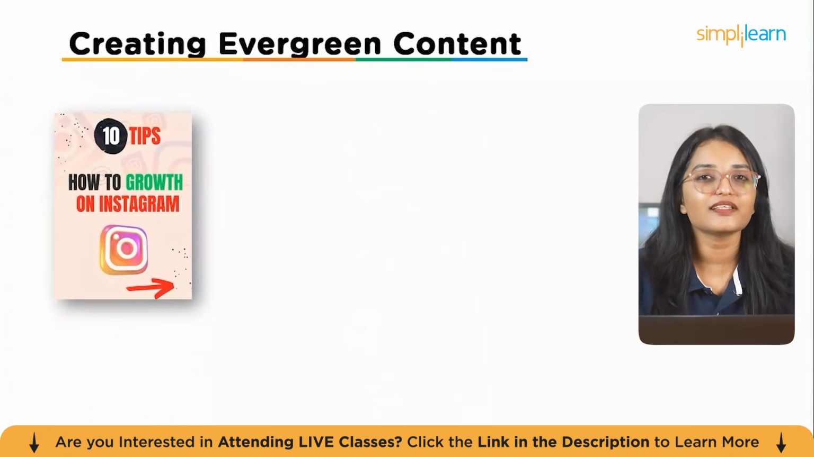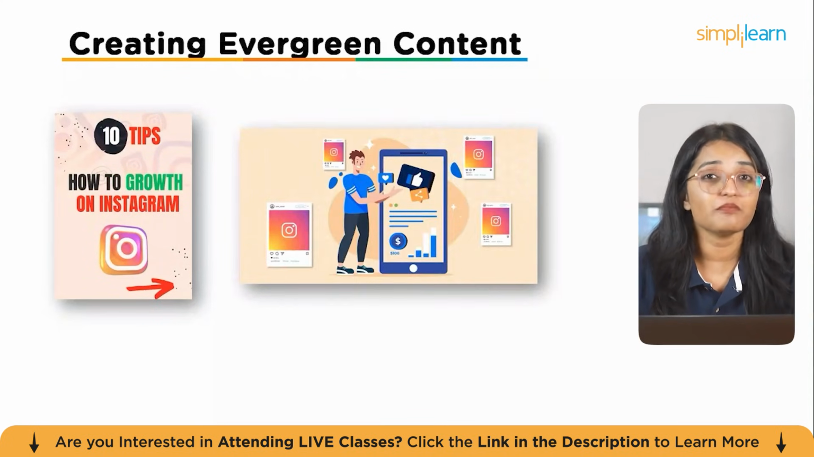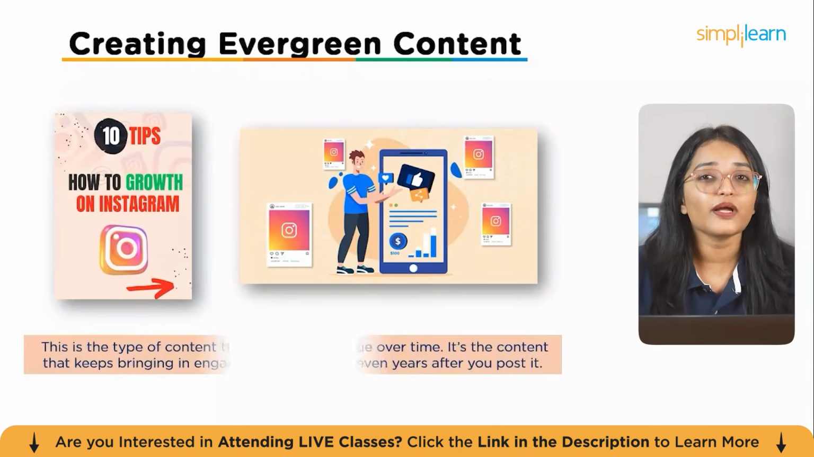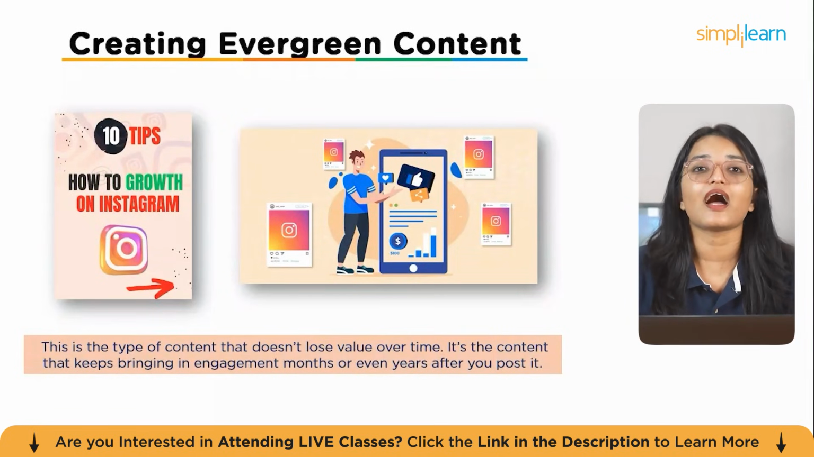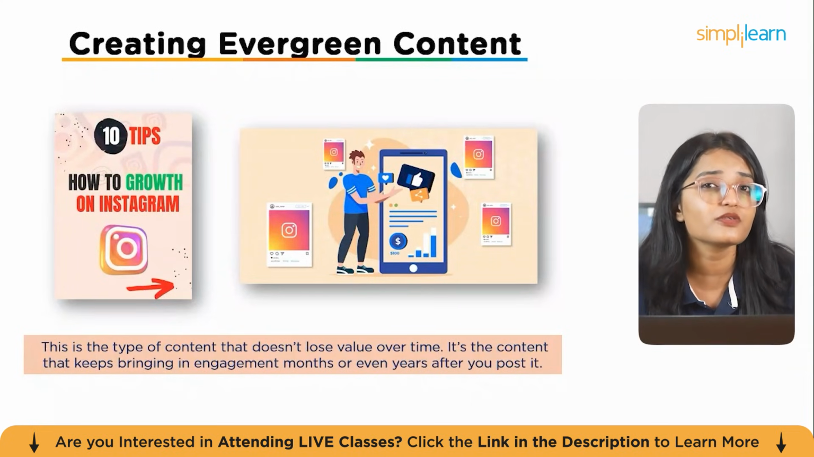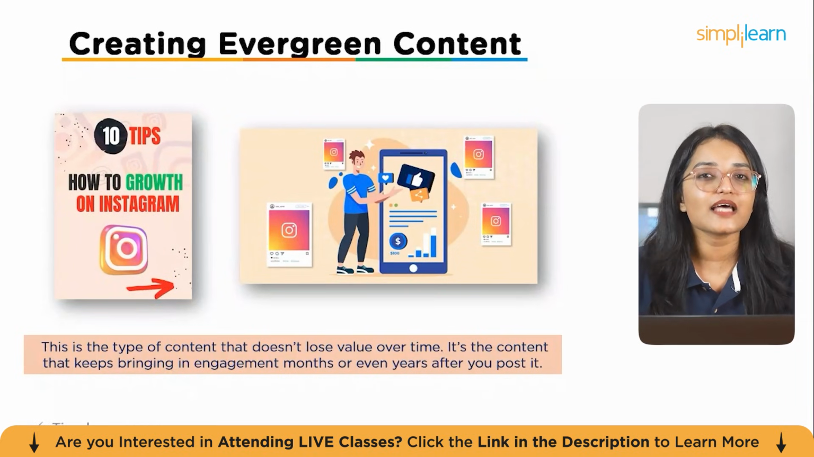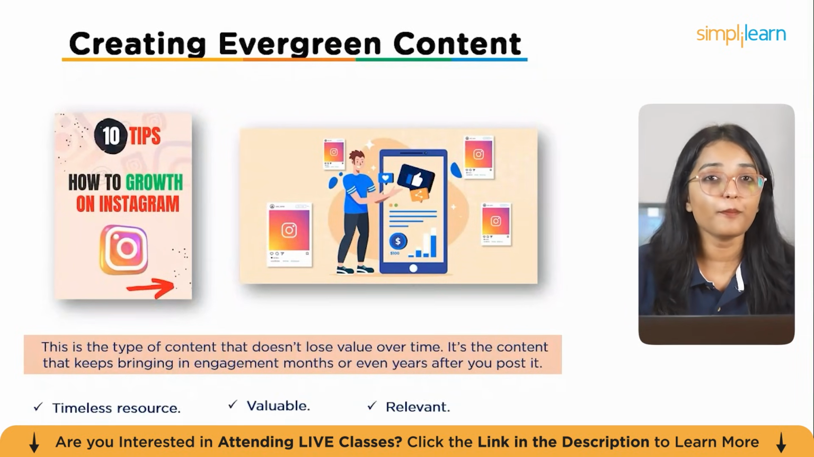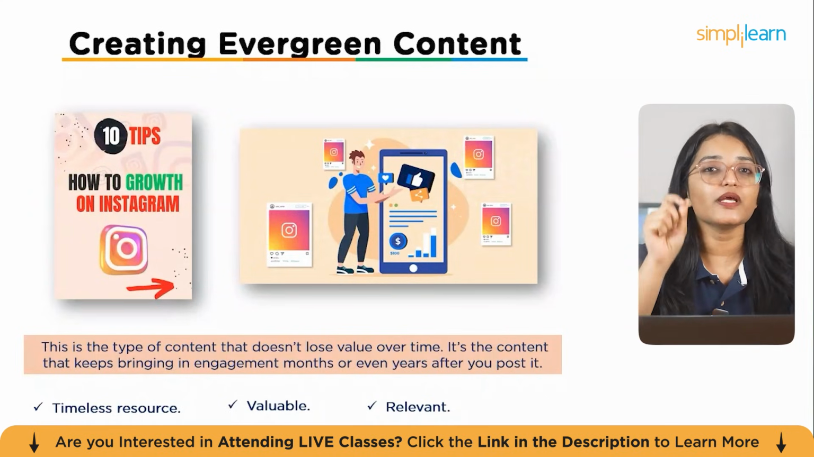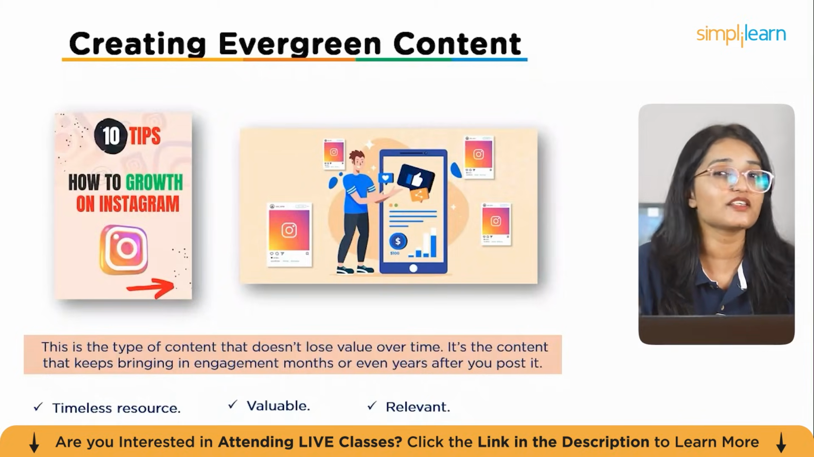Now, let's talk about the evergreen content. This is the type of content that doesn't lose value over time. It's the content that keeps bringing in engagement months or even years after you post it. Think of it like a timeless resource, something people can always come back to. Now, when you create evergreen content, it's valuable and relevant no matter when someone sees it. This type of content helps you build that trust with your audience because they know your post will always offer value. Let's say, for example, how to grow your Instagram following or top 10 tips for digital marketing are examples of evergreen content because people will always be interested in learning how to improve their Instagram game.